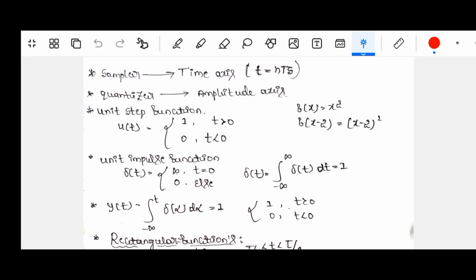Today we will start discussing previous year questions. Let's see some of the formulas which are related to this topic. Sampler. It is plotted along the time axis where t is equal to nTs. Quantizer. It is plotted along the amplitude axis.